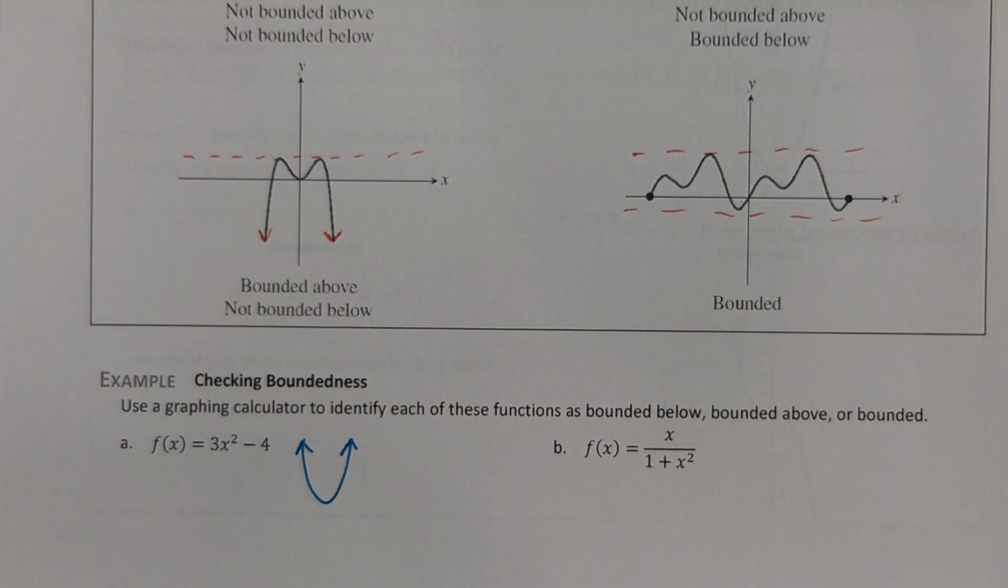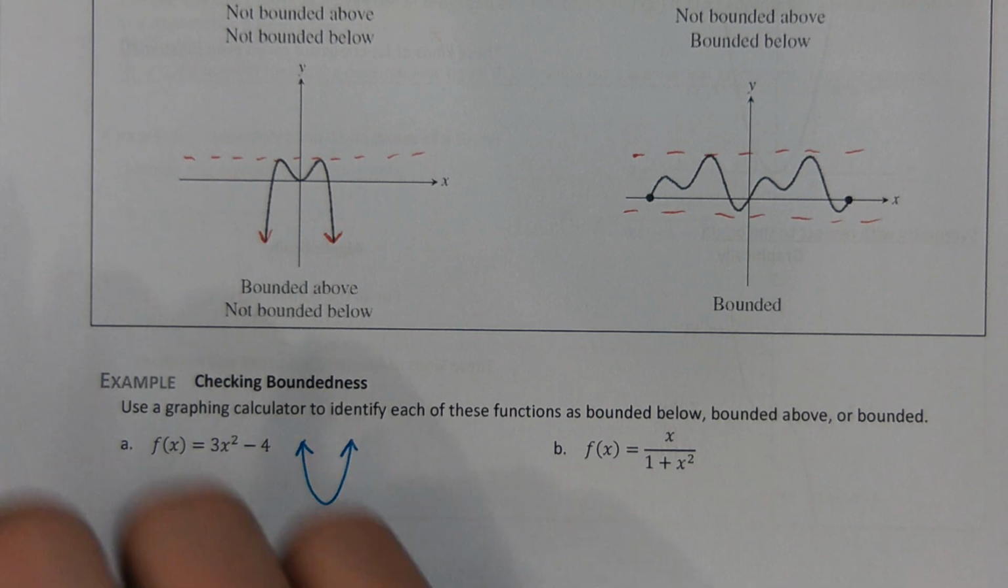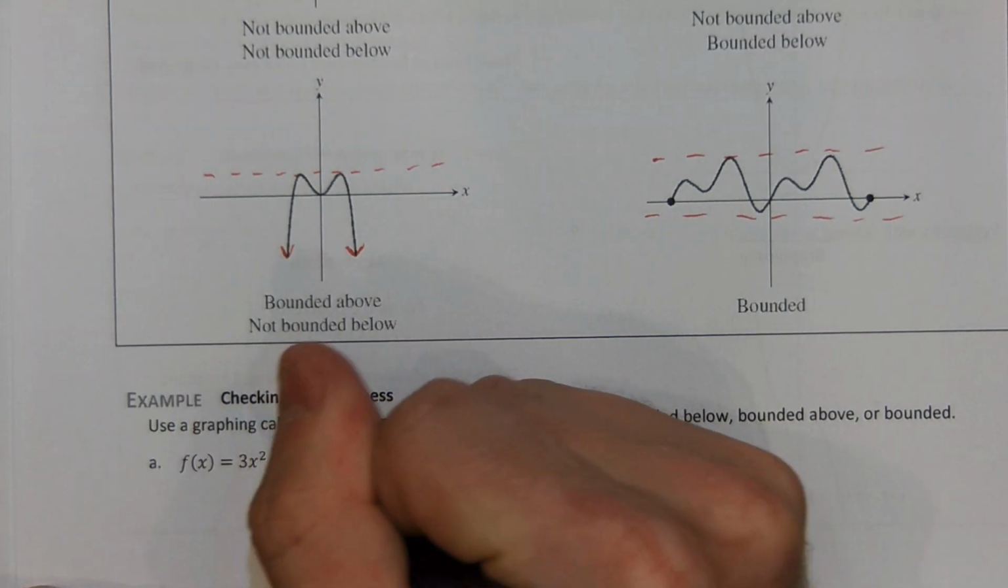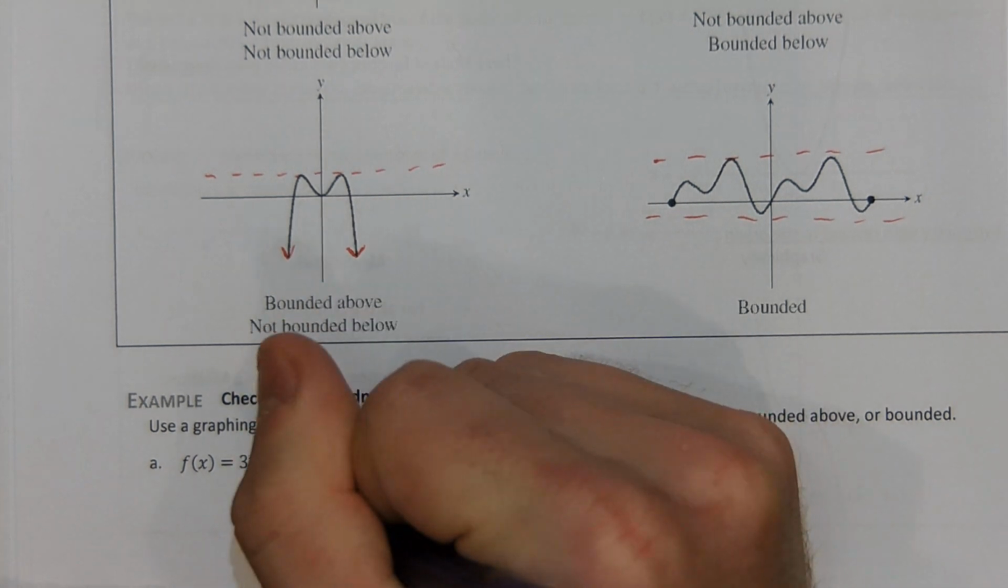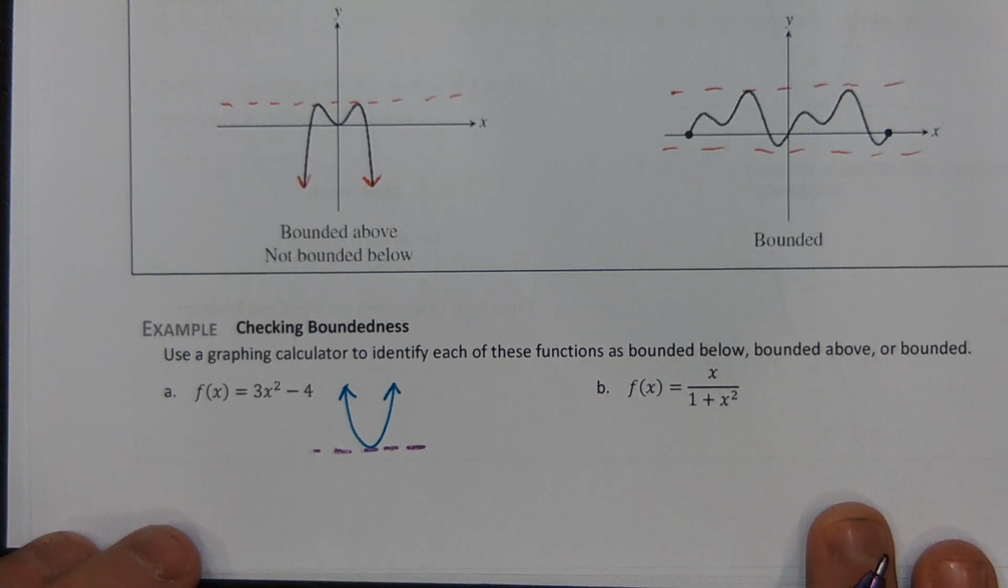Now it doesn't matter what value the vertex is at. All we were supposed to do was figure out, does our graph have any kind of boundedness? And, well, yeah, it does. Because it's quadratic and points up, it clearly has a minimum value at its vertex. So we would say that this is bounded below.